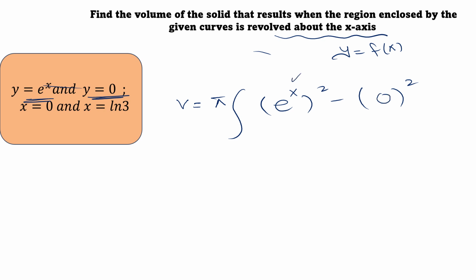Since it is written in terms of x, you will write here dx. And now write the x values here. It is already given: x equals 0 and x equals ln of 3. Write it directly in the calculator and get the answer. So your answer is 4 pi. So that is how we determine the volume without graphing.